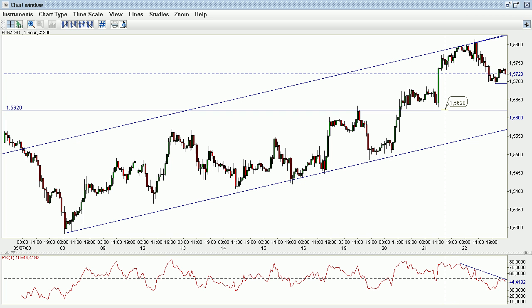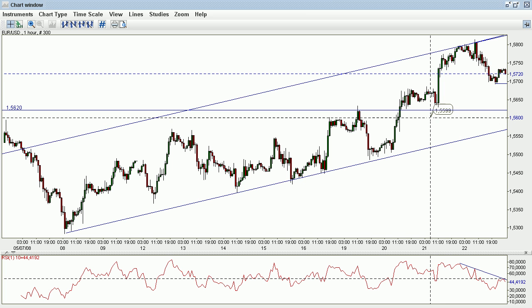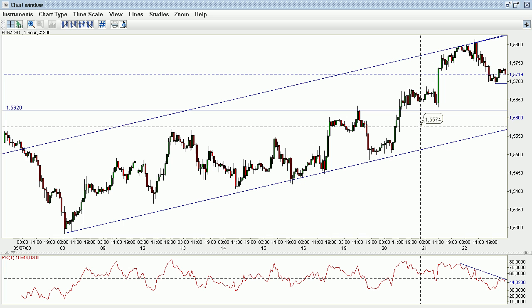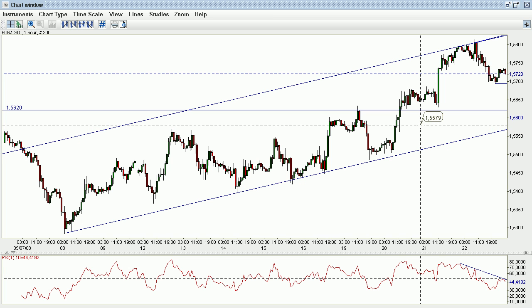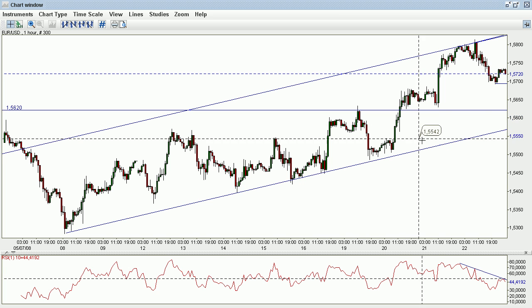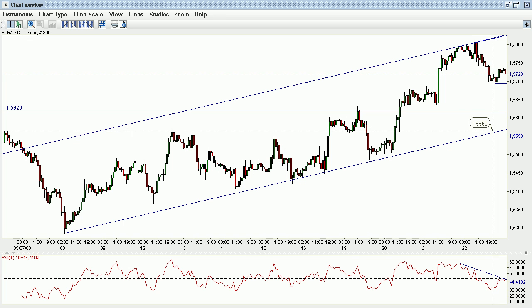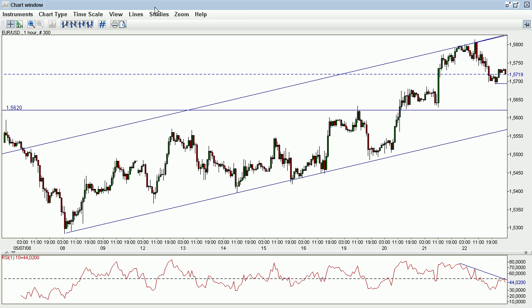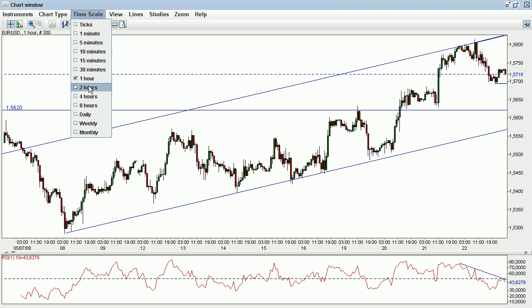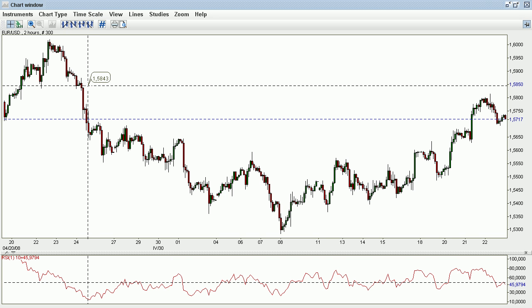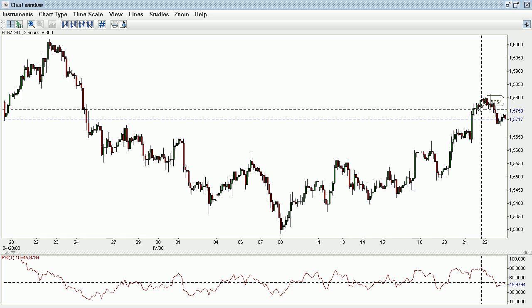Your first price target is going to be the level of 1.5620, and then your next price target is going to be the level of 1.5580. So this is the lower boundary of our trading channel. The relative strength indicator on the hourly chart is currently residing on the level of 44, and about the rest of the time scales, we have the 2 hours time scale.